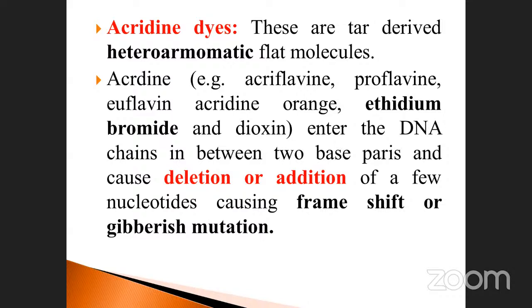And it also has a specific dye, acridine orange. These enter the DNA chain in between two base pairs and cause deletions or additions. We already discussed this in yesterday's class. Deletion means a particular nucleotide is removed. Addition means you are adding a genetic code or nucleotide in between, anywhere.